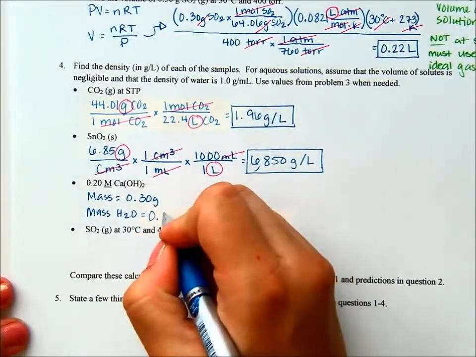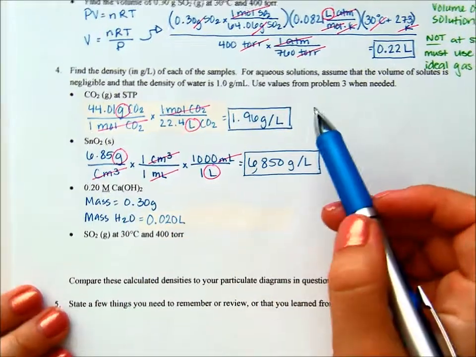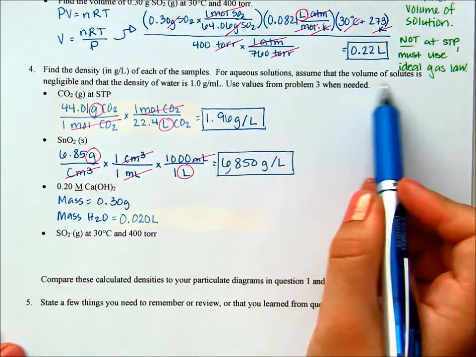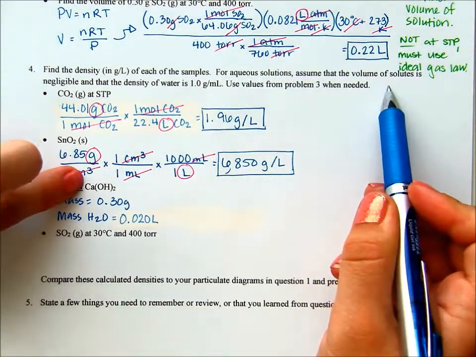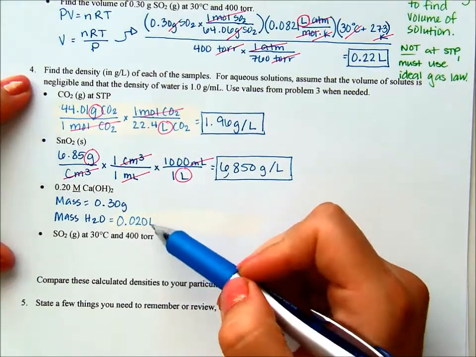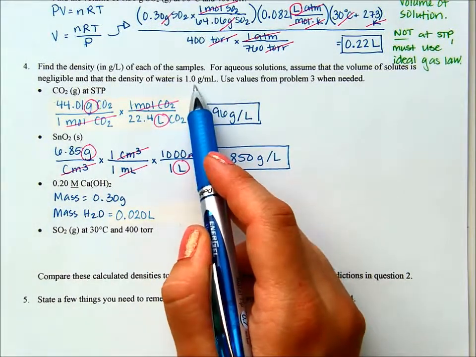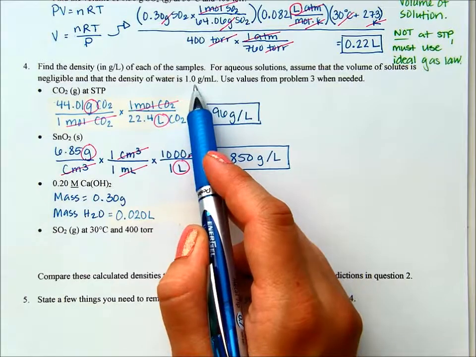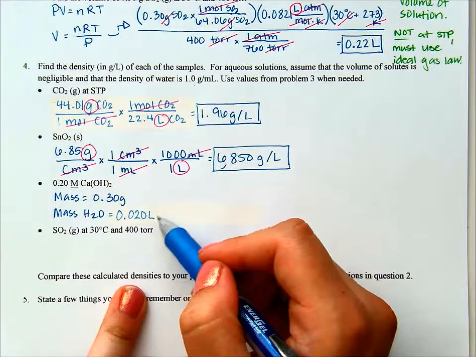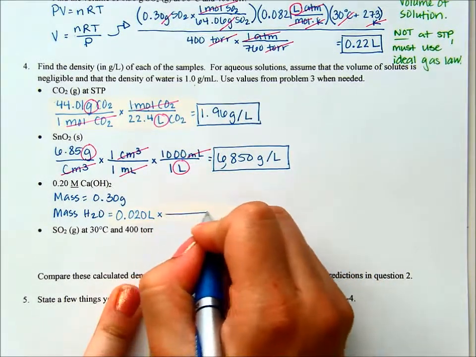0.020 liters. Now, the instructions up here tell us for aqueous solutions, which we're dealing with here, assume the volume of solutes, that is, the volume of calcium hydroxide, is negligible, so it doesn't matter. So that whole volume here we're going to assume is water. And then we're going to assume the density of water is 1 gram per milliliter. So what I need to do first is get out of liters to get into milliliters. Eventually I want to change this to grams using this. So I'm going to go ahead and multiply.